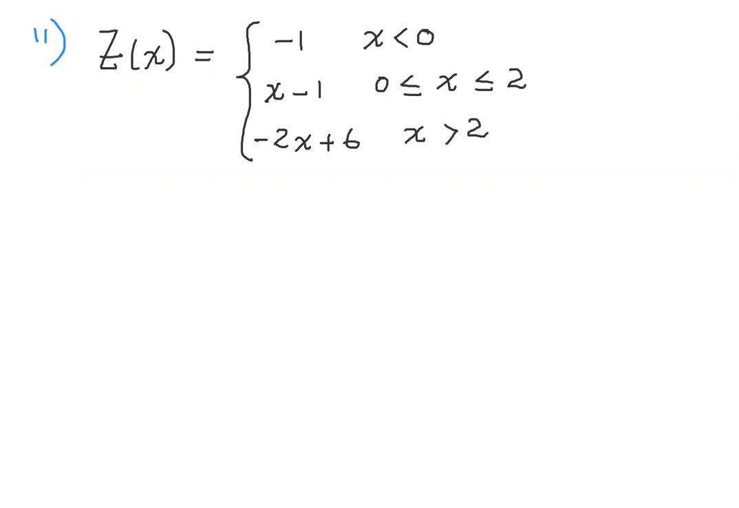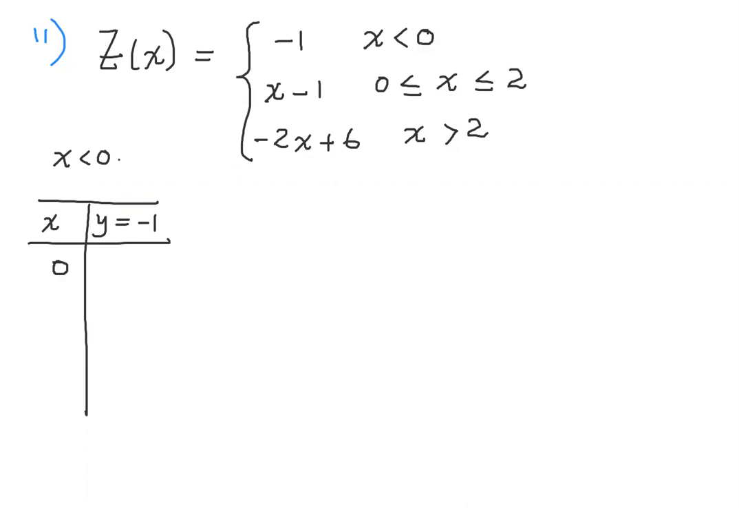Now, since there are three functions, we are going to make three tables. For all the x less than 0, the y is going to be negative 1. No matter what values you choose, first always include this number, and then less than, so it's going to be negative 1, negative 2. Whatever values you choose, y is going to be just negative 1.